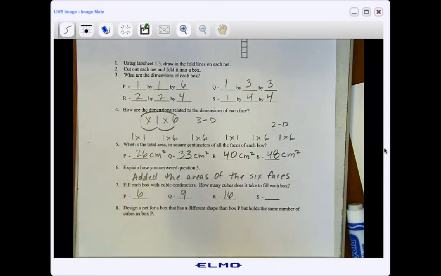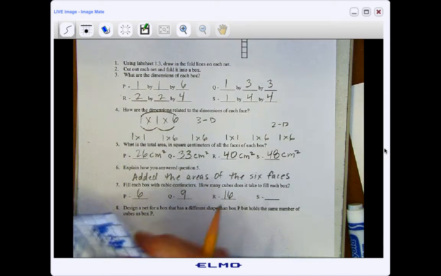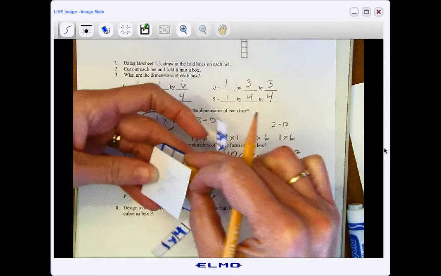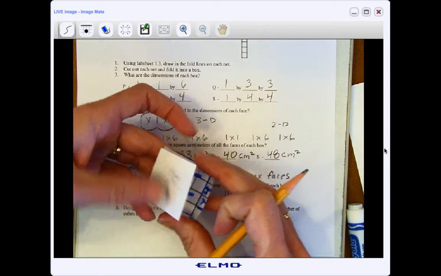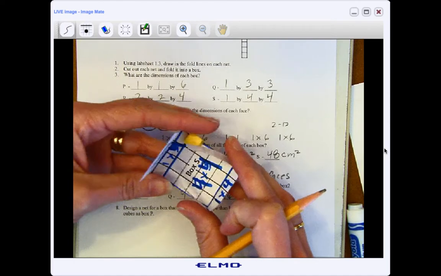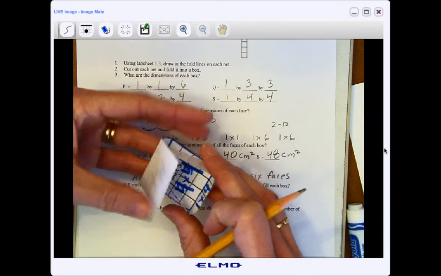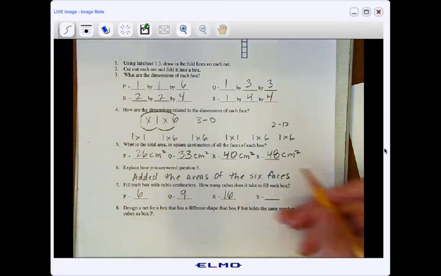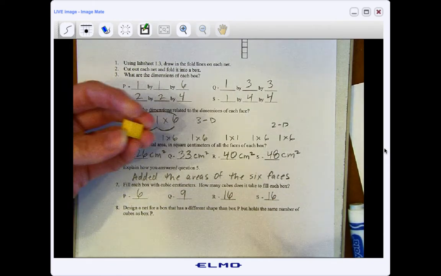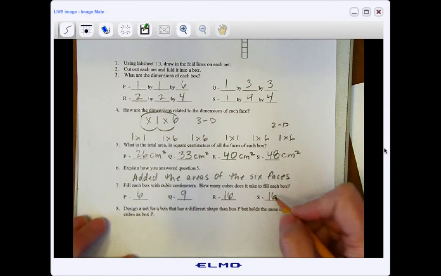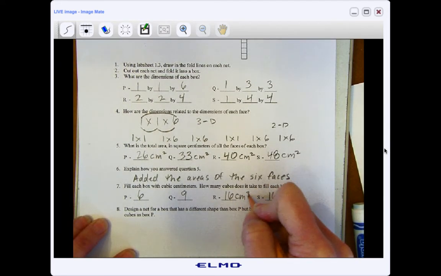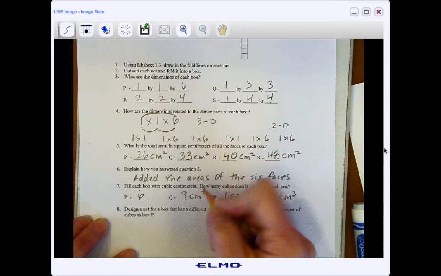Okay, and then how about box S? How many blocks would I need to fill this? Okay, I would have 1 layer of 16 is what it would take. Okay, what kind of unit? What was I measuring those with? This little cubic centimeter. So this would need 16 cubic centimeters to fill, 9 cubic centimeters, and 6 cubic centimeters.